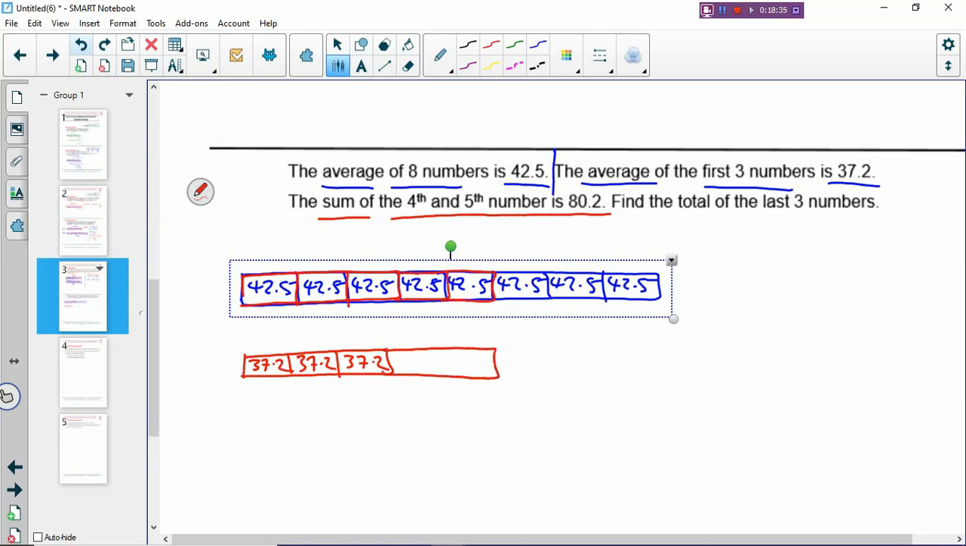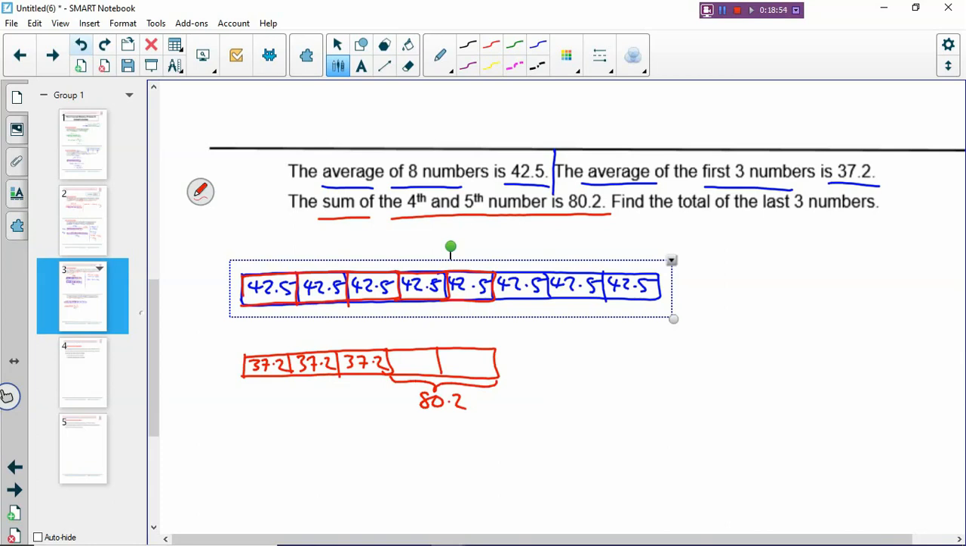Something like this, okay? Don't have to be perfect, right? Your model doesn't have to be perfect. So where is the 4th and the 5th number? Which is the 2 empty boxes that you see. And the sum is 80.2. So you can see that there is not much of a solving over here. It's more of the drawing, alright? Just draw out the problem.